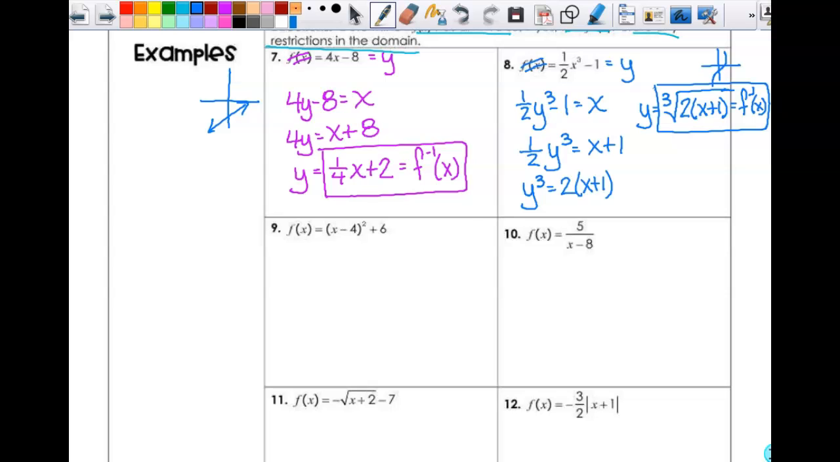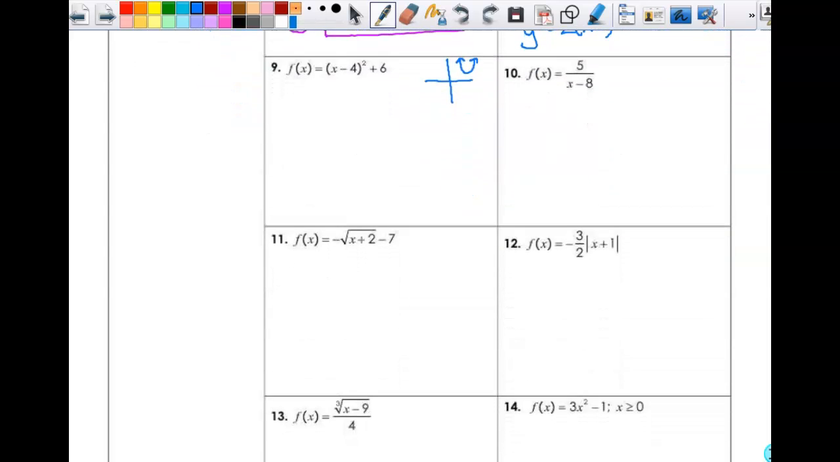This is a parabola. I would move to the right 4 and up 6, so it's something kind of like that. Is that a one-to-one function? No, it's not, right? It fails the horizontal line test. So it's not a one-to-one function, so I can just say no. I'll just say not one-to-one. So I can't find the inverse function if there isn't one, right? Can't even do that one.